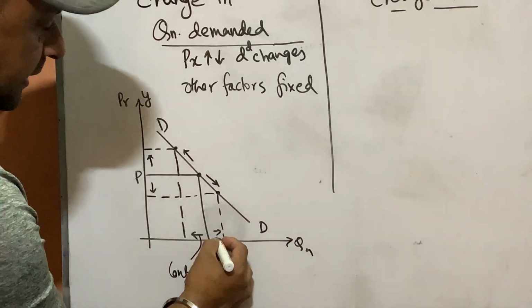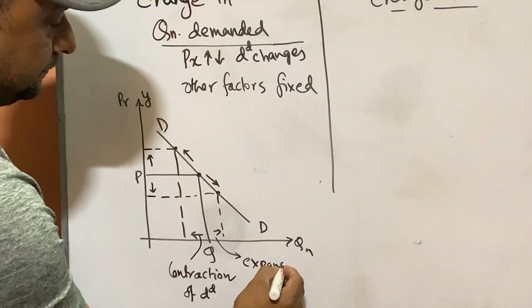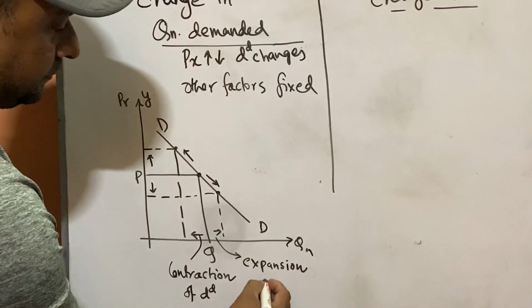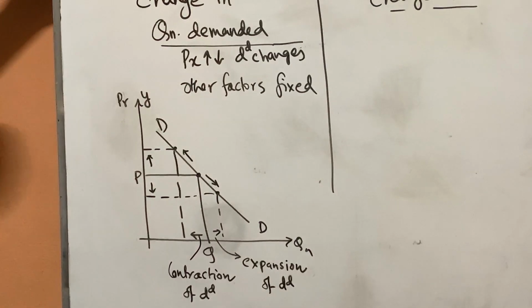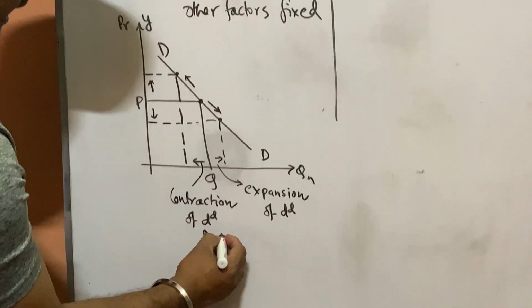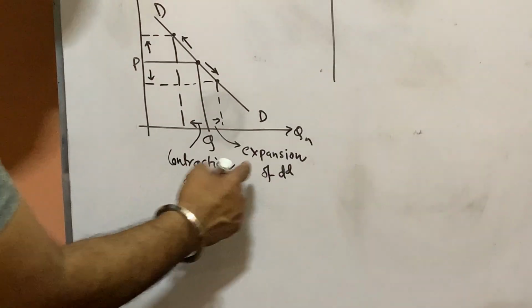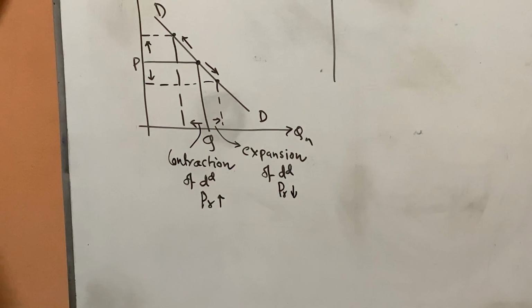And when demand increases, it is called expansion of demand. Okay. So contraction occurs when? Contraction occurs when there is a price rise, and expansion occurs when there is a price fall. So these are the two types of change in quantity demanded.